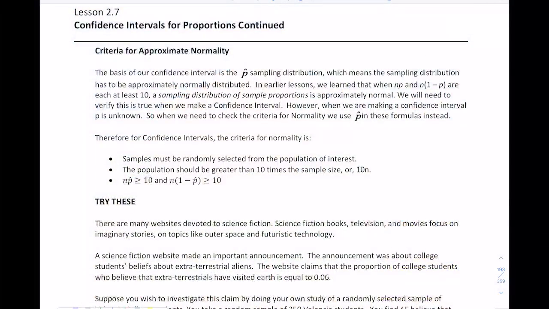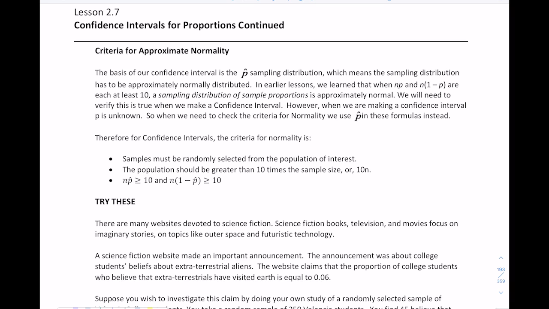Hi everyone, welcome back. We're going to be finishing off 2.7. Today in class we looked at confidence intervals for proportions, and as promised I'm going to finish that lesson for you so that we can focus on reviewing for the midterm on Tuesday.